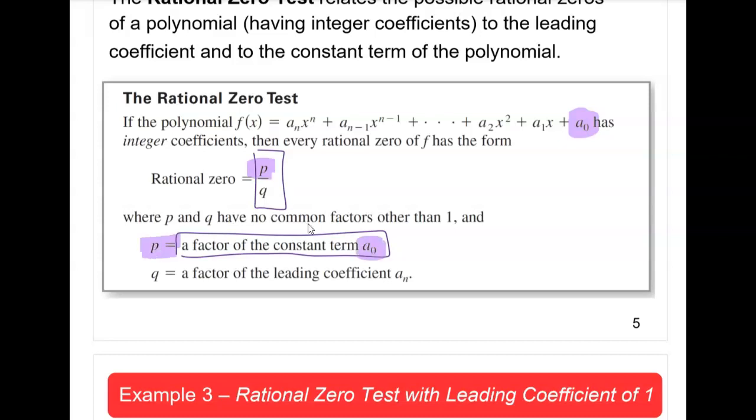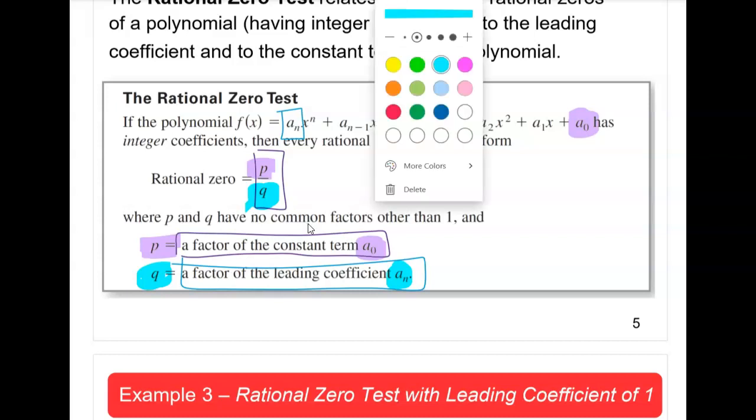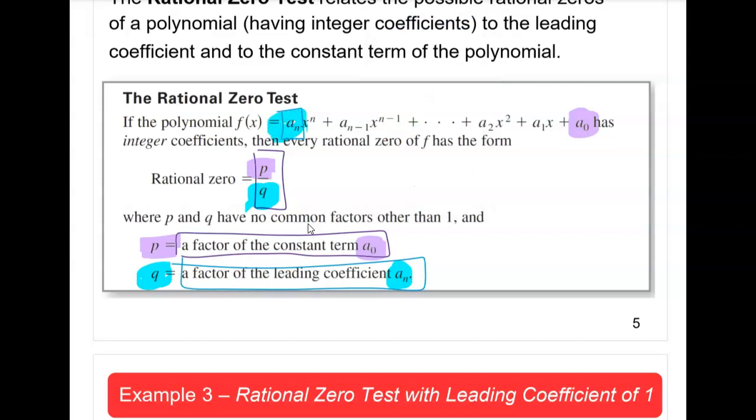And the letter Q is representing the factors of the leading coefficient. Remember, the leading coefficient is the coefficient of the leading term, meaning the x with the highest exponent. So we're going to get the factors of that leading coefficient. Most of the time that leading coefficient is a 1, so it makes things a lot easier. But sometimes it might not be, so we might have several possibilities.